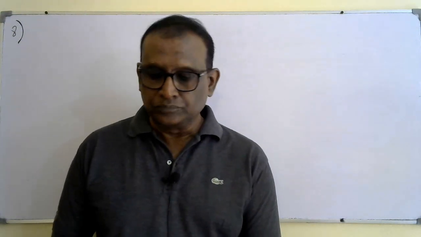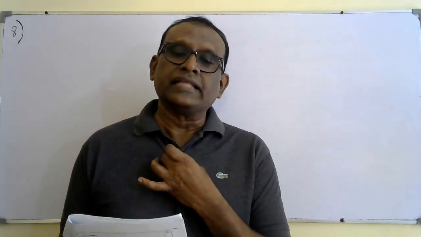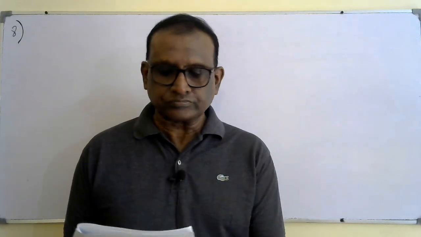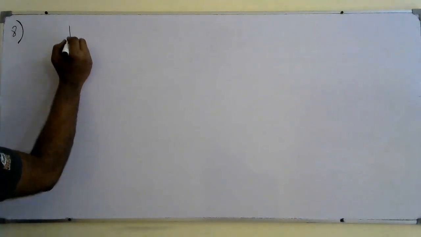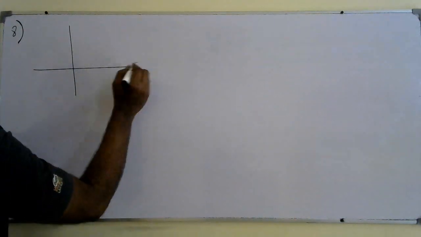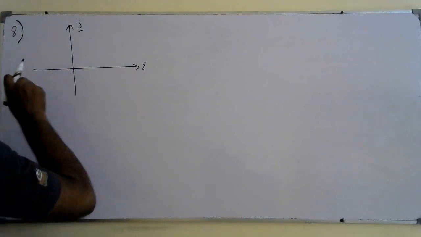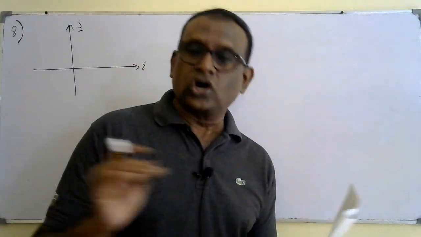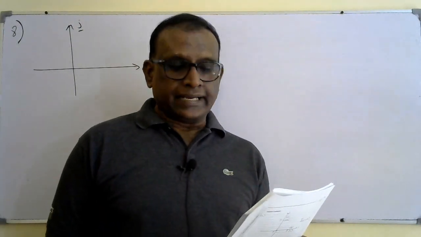Okay, question 8. The two boats P and Q are moving with constant velocities, so their direction will remain the same. Velocity of P is 15i. In Cartesian coordinates, this is i, this is j. So the velocity of P is along this direction, 15i, no j component, so it's moving horizontally. Velocity of Q is 20i minus 20j.